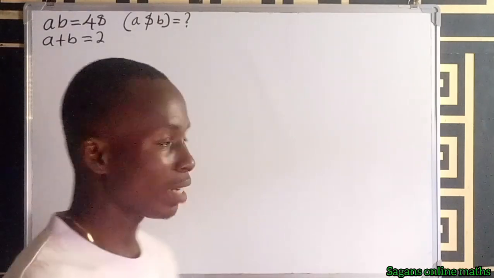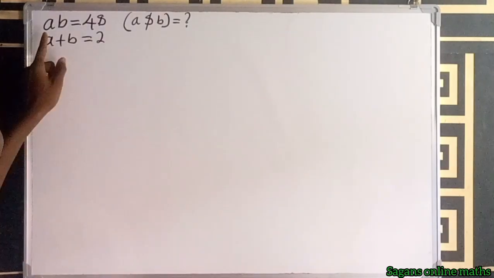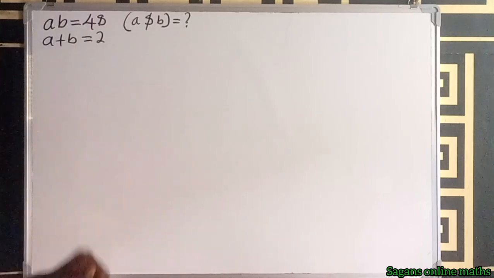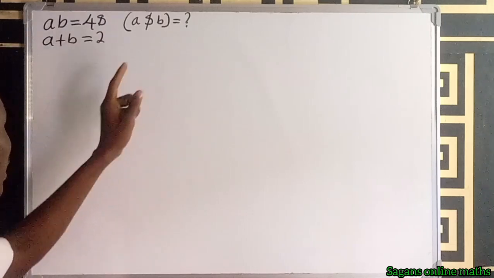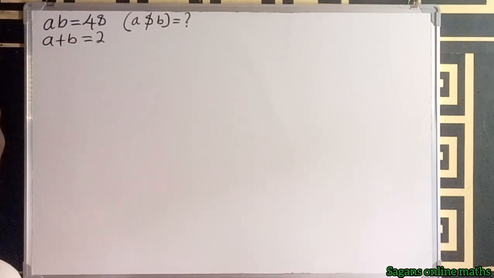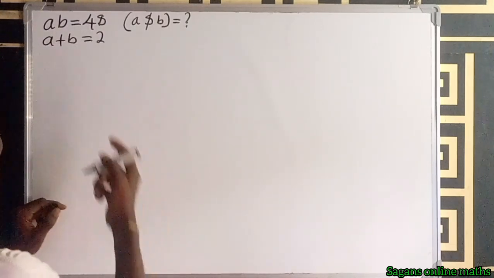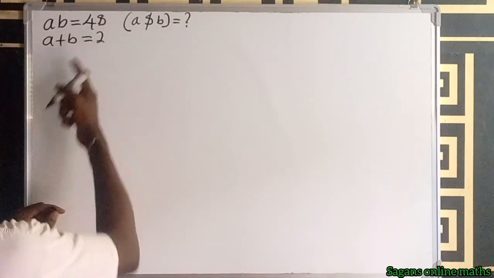Let's solve this question together. Now, again, A multiplied by B is equal to 48, and A plus B is equal to 2. We are asked to find the value of A and B. We can call the first one equation 1 and this one equation 2.